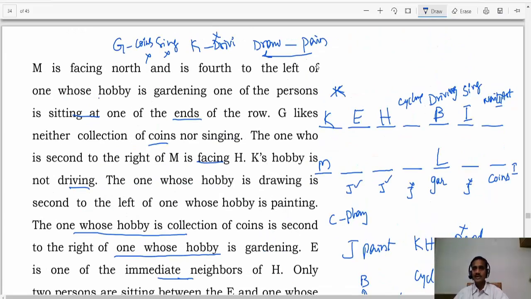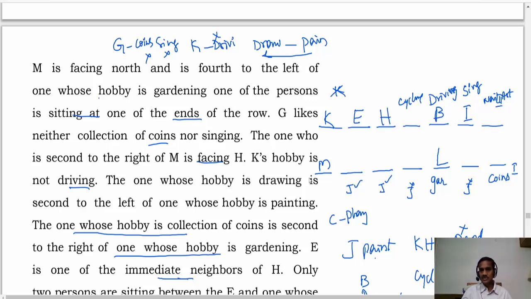Now drawing and painting. The one who is drawing is seated second to the left of painting. J is painting. As J is painting here, then the one painting is J.